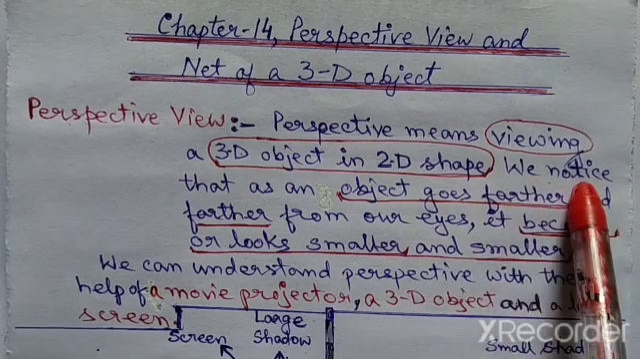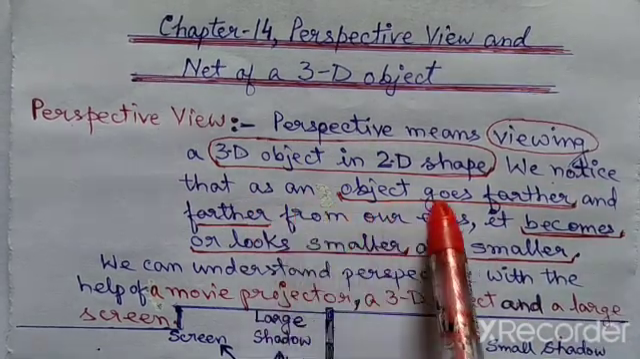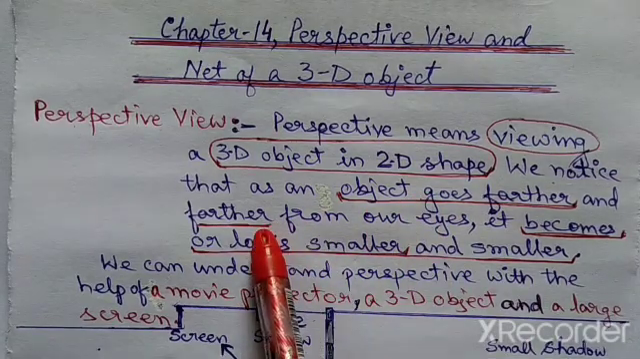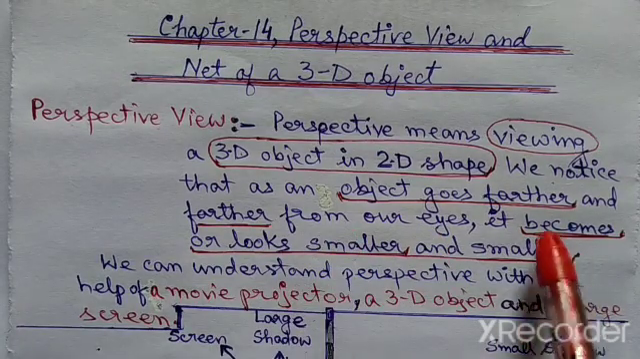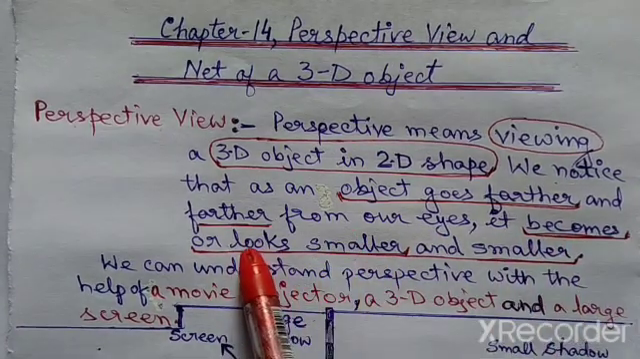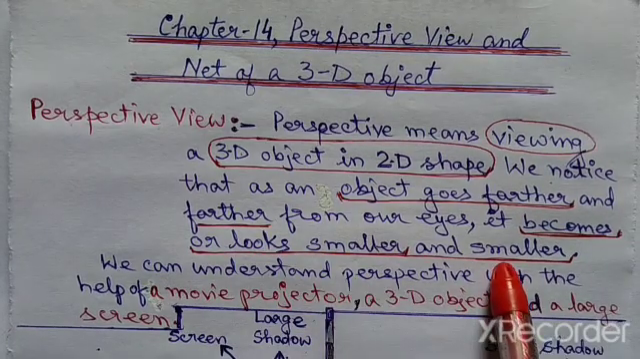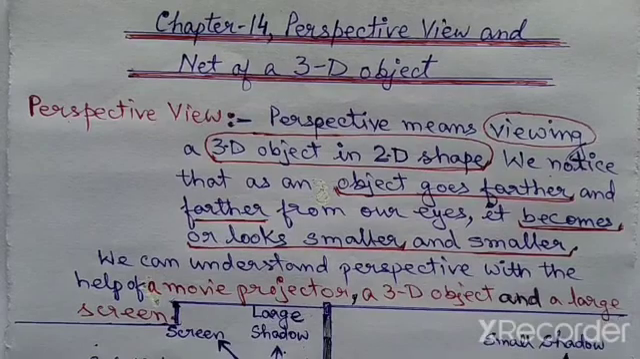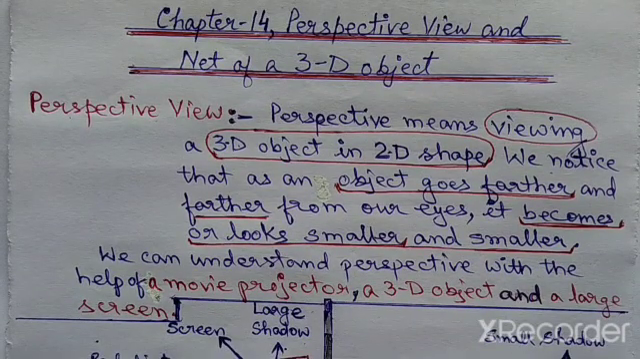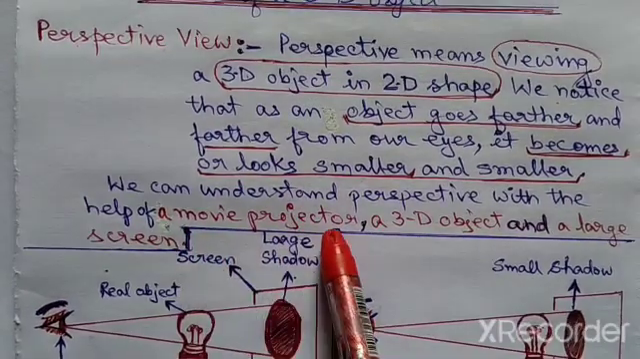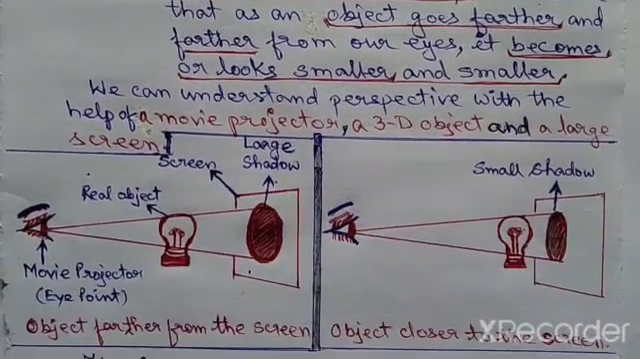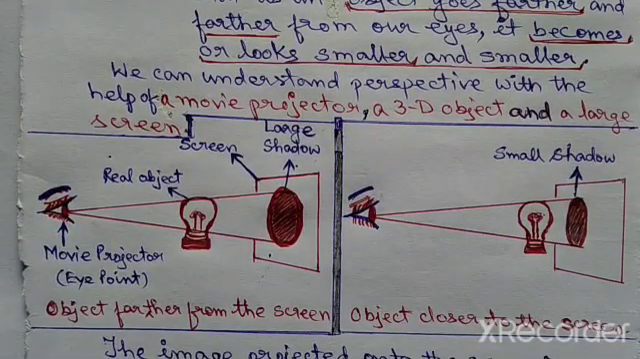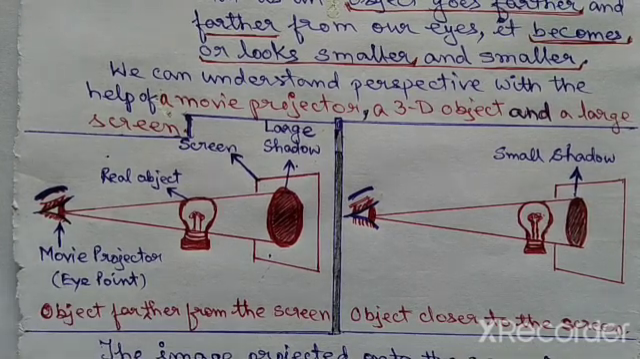So what do we notice? We notice that as an object goes farther and farther from our eyes, it looks smaller and smaller. Okay children? Now children, we can understand the perspective with the help of a movie projector or a 3D object and a large screen. I am showing on the screen children. Look everybody, this is the diagram. With the help of the diagram we can easily understand the meaning of perspective view.